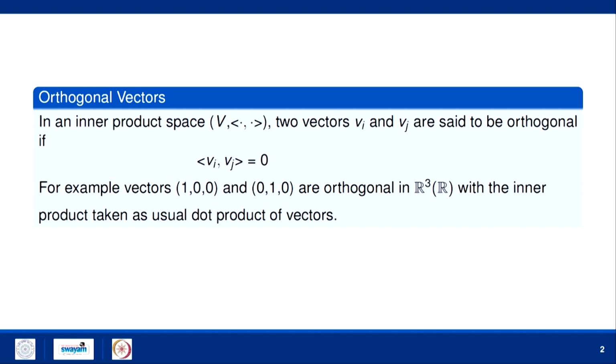So, in an inner product space V together with a norm, two vectors v_i and v_j are said to be orthogonal if their inner product is 0. This orthogonality is a generalization of the concept of perpendicular vectors. As I told you in the previous lecture, one of the inner products on R^n is the usual dot product of vectors. So, if you take two vectors and their dot product is 0, we say that the two vectors are perpendicular to each other. In the same way, this orthogonal concept is a generalization of perpendicular vectors for any vector space, where you can define orthogonality in different ways.